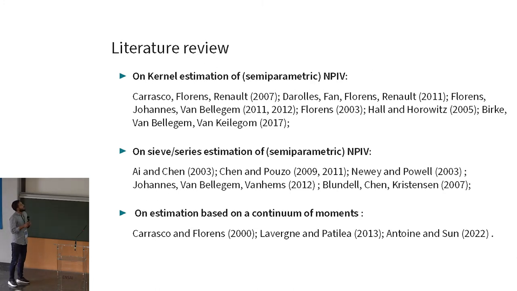There is a large literature on kernel estimation, so kernel smoothing estimation, not RKHS, which is connected to our paper. And there is also literature which estimates the NPIV model by using a CDS estimation, CDS methods. But all of them make a smoothing on a first step. So all of them make a smoothing on the instruments.